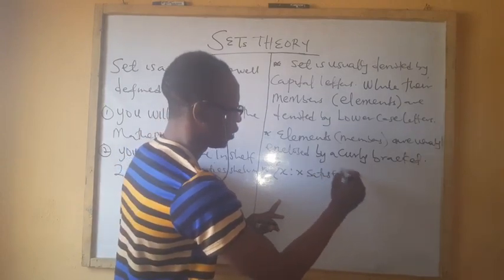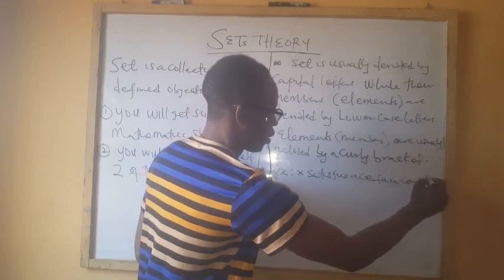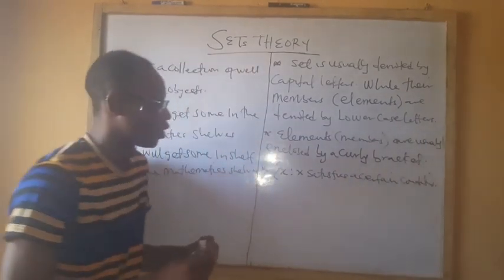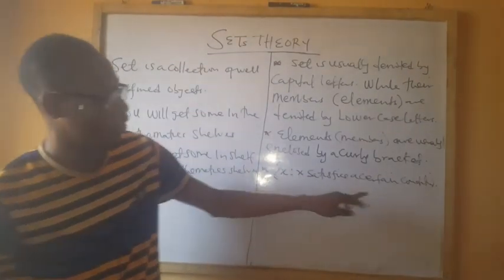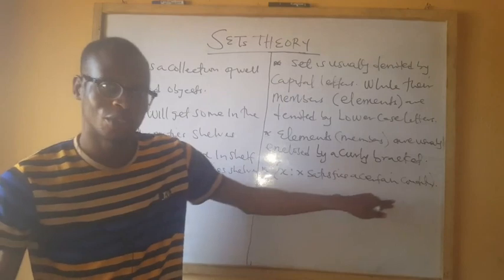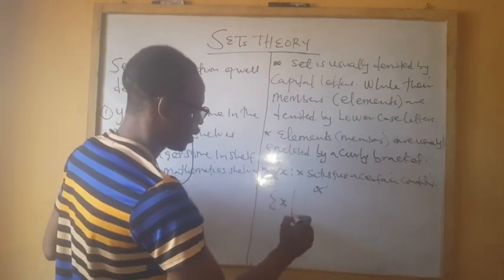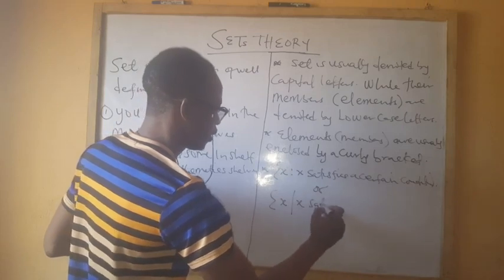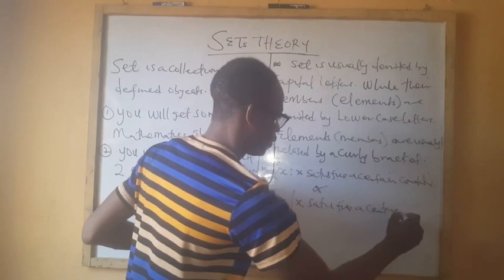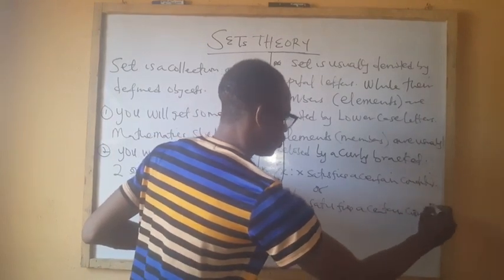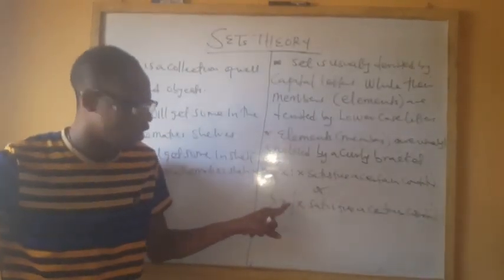{x : x satisfies a certain condition}. So you look at x. I will explain what this means. x satisfies a certain condition. You can represent a set for short like this, or {x | x satisfies a certain condition}. Okay, now this and this, they have a name.